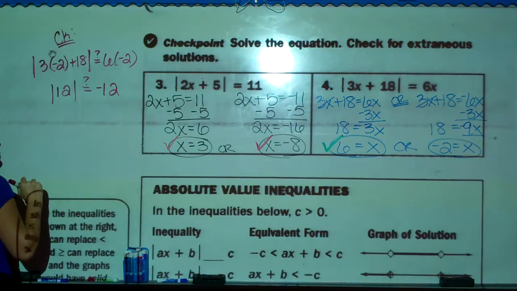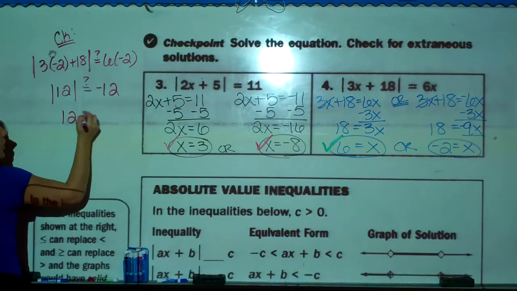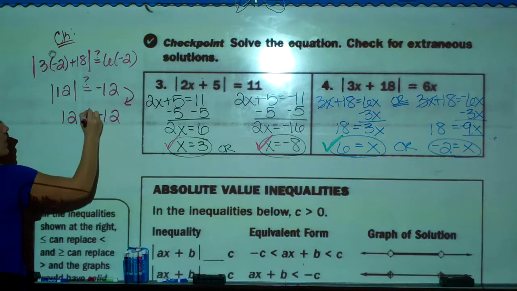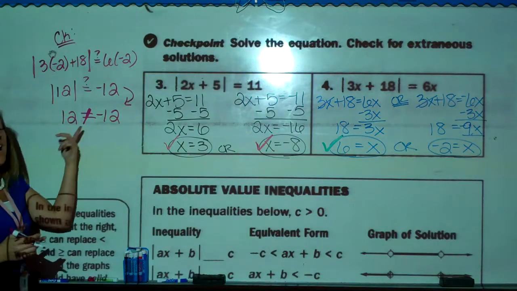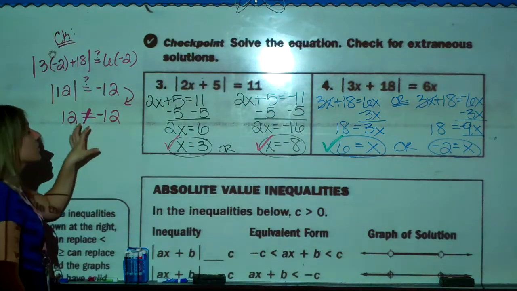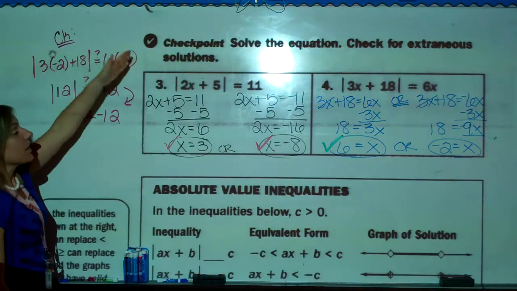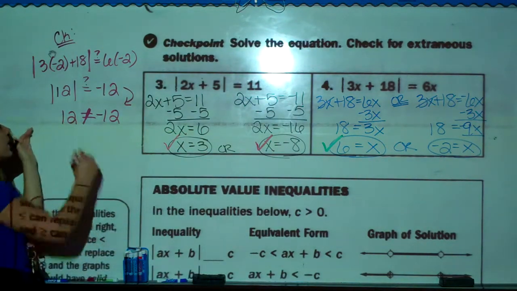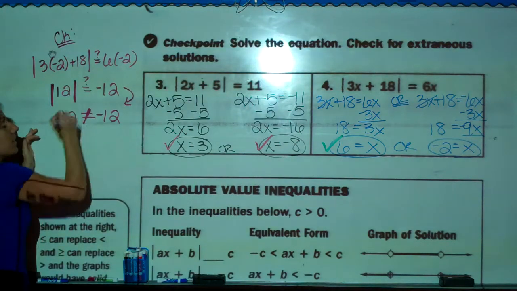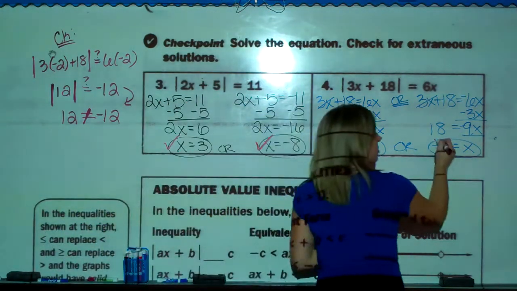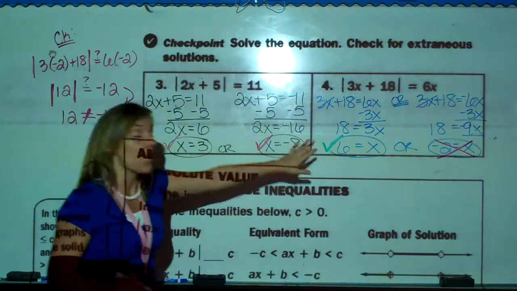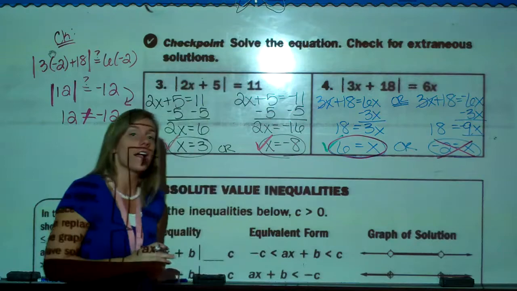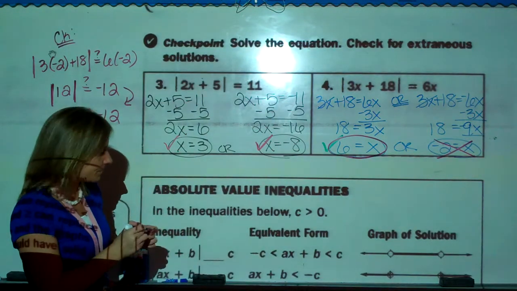So the absolute value of 12 is a positive 12. But when we multiply this, we got a negative 12, and those are not equal. They're opposites, they're not the same, okay? So since these are not equal, since the answer turned that side negative, and that goes against absolute value, that is not a solution, okay? So the only solution to this problem is 6, even though we could find 2 answers, okay?